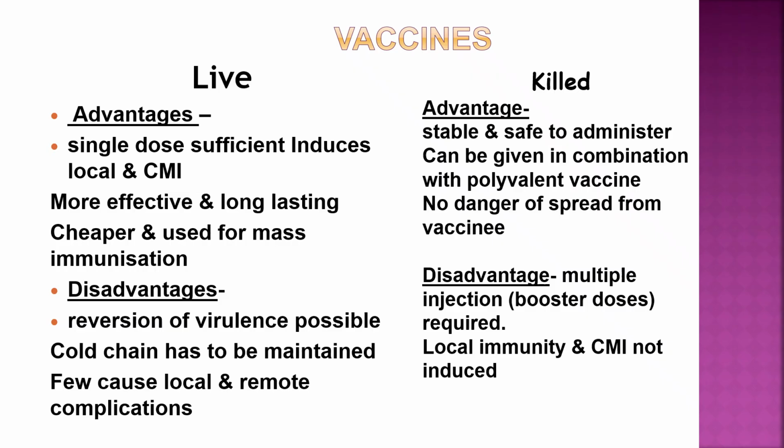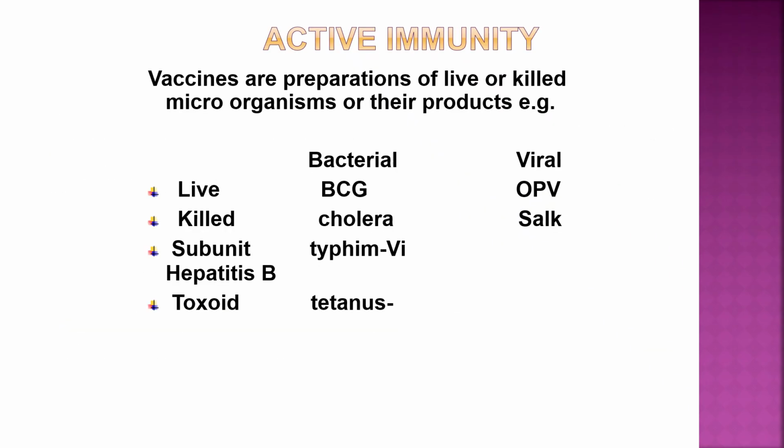But the disadvantage is that virulence may be there because live virus is used, and for that the cold chain has to be maintained. Killed vaccines are stable. Cold chain has no role in that, and they are safe to administer. No virulence of vaccine virus is there. But the disadvantage is you have to give multiple injections or booster doses, and local immunity is not produced. Examples of a few bacterial vaccines are BCG used for Mycobacterium tuberculosis, cholera, typhoid, tetanus, or viral vaccines like OPV and Salk used for poliomyelitis.